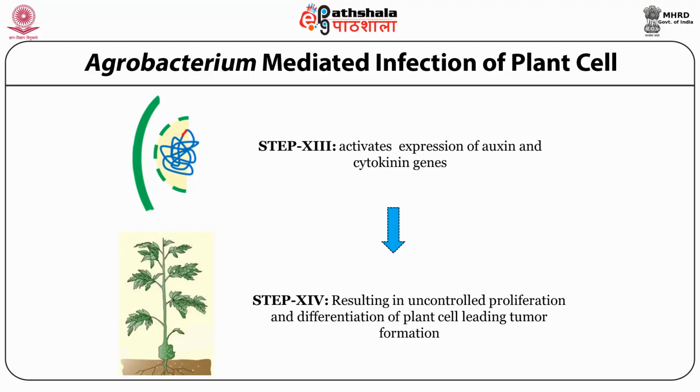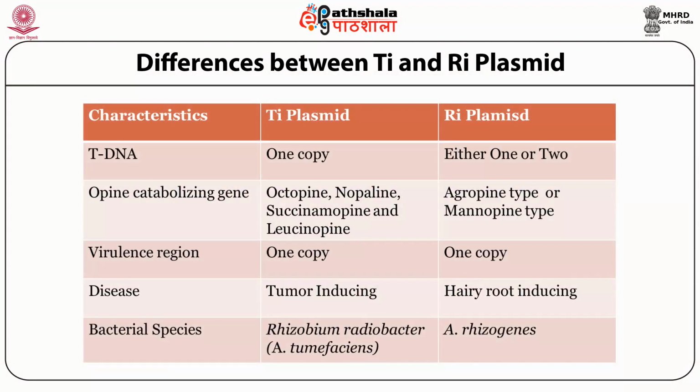As you can see in this picture, the red tDNA is integrated into the plant genome, and the synthesis of these phytohormones results in the formation of a tumor. So what are the differences between Ti type plasmid and the Ri type plasmid?